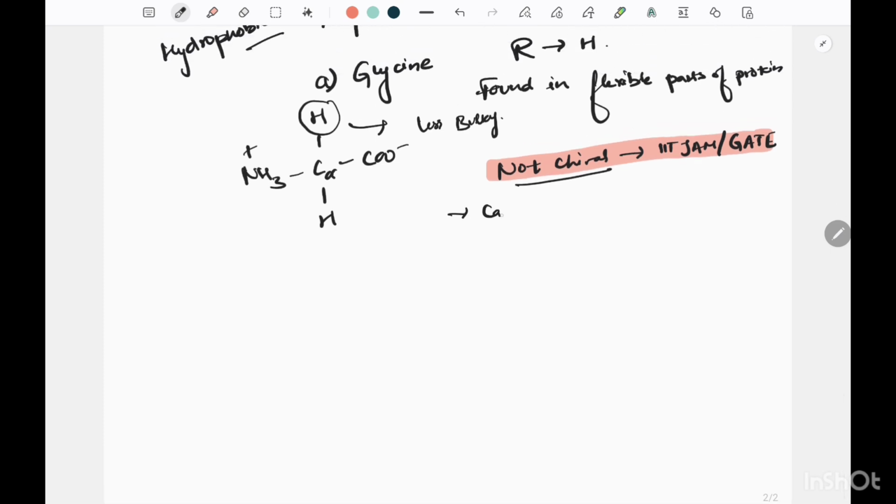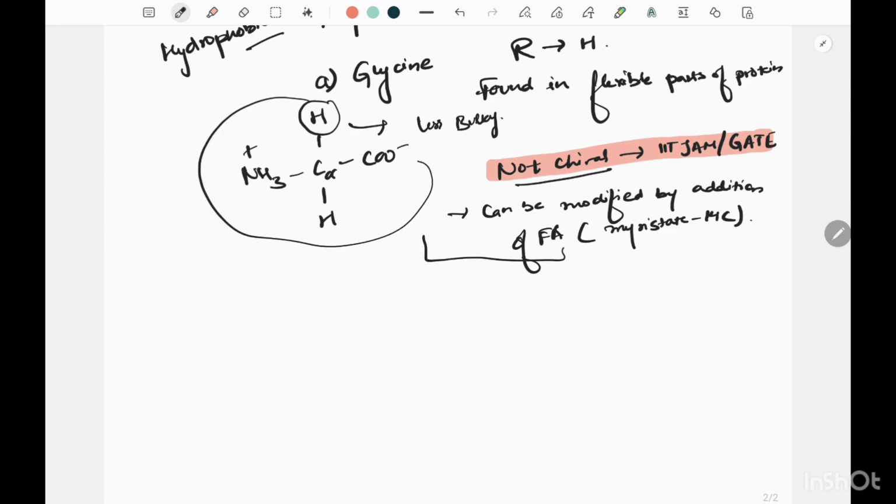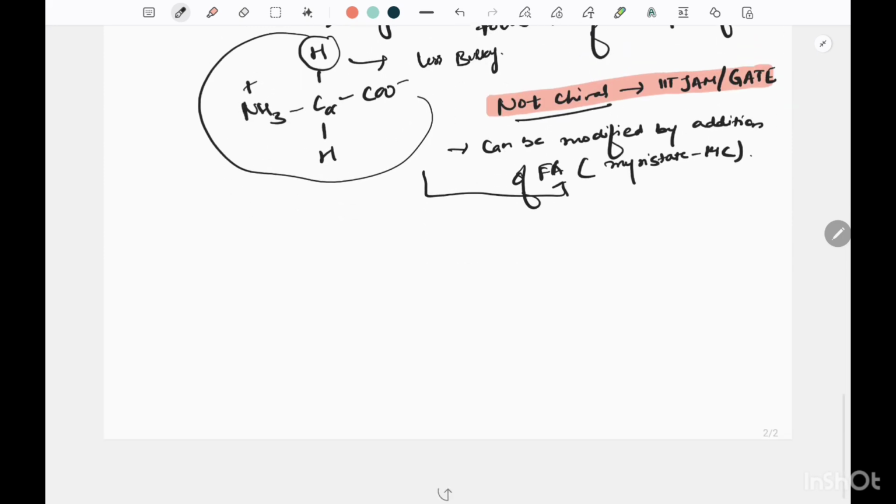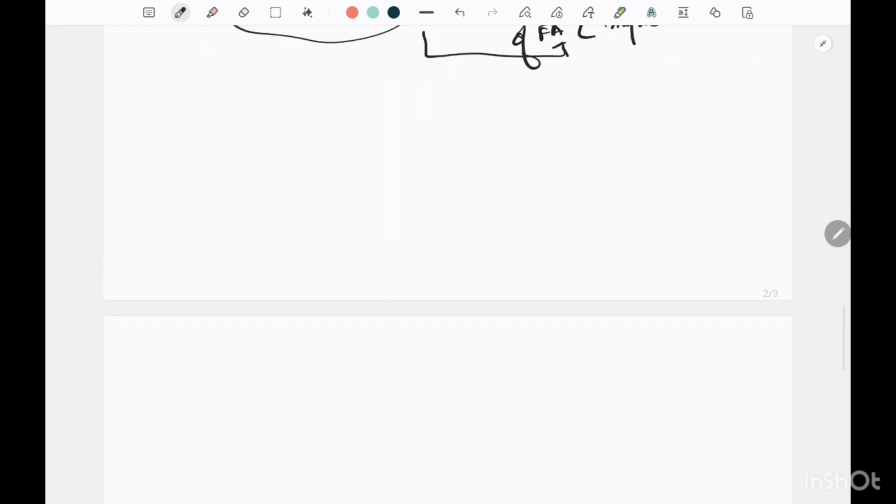And it can be modified. Just remember this. It can be modified by the addition of fatty acids. So for example, there is myristate, a 14 carbon fatty acid. You can change the overall amino acid just by the addition of this particular fatty acid. Okay. Now coming to alanine.